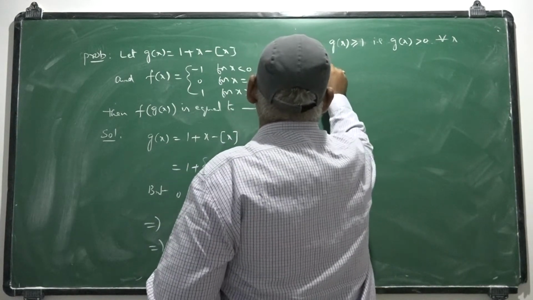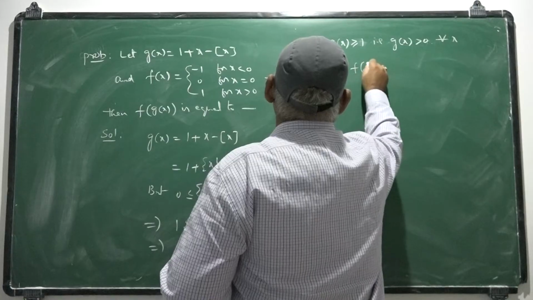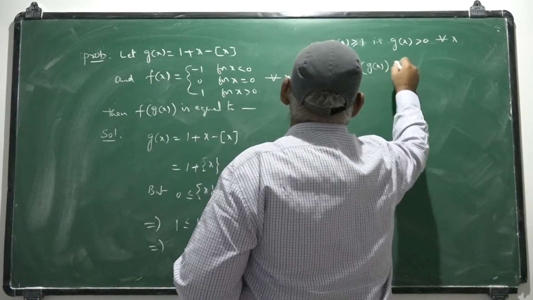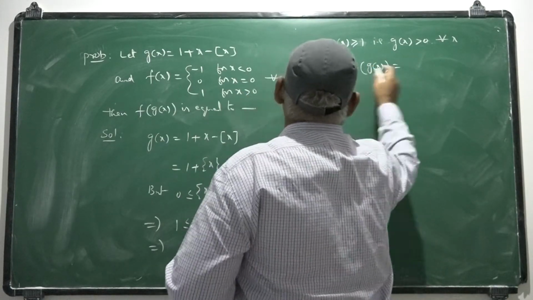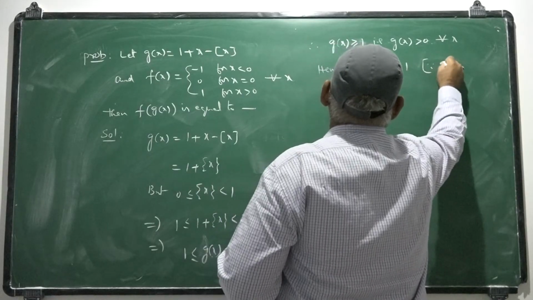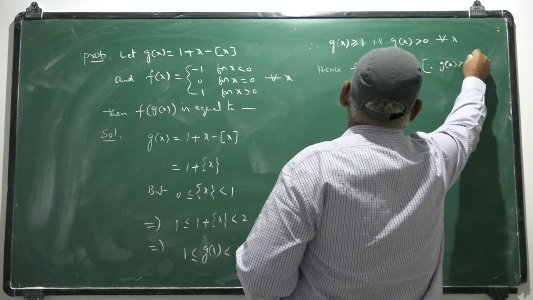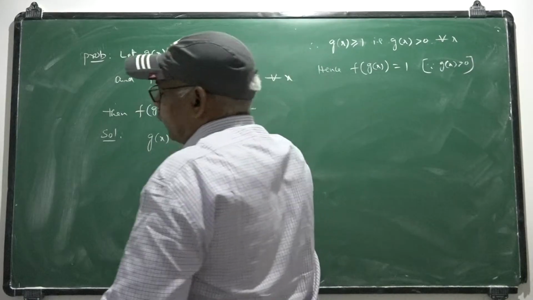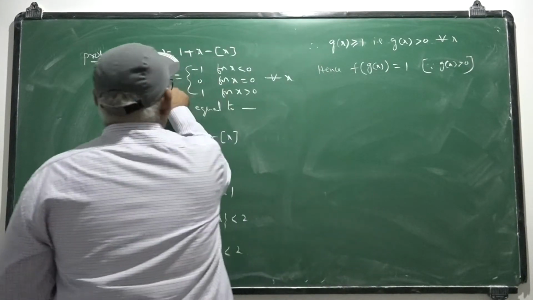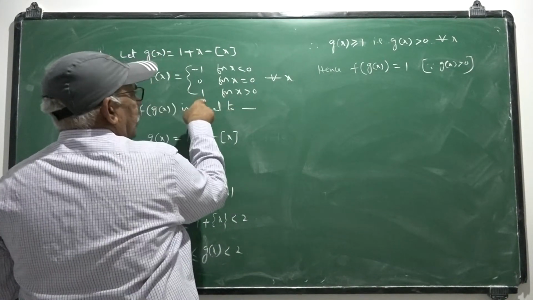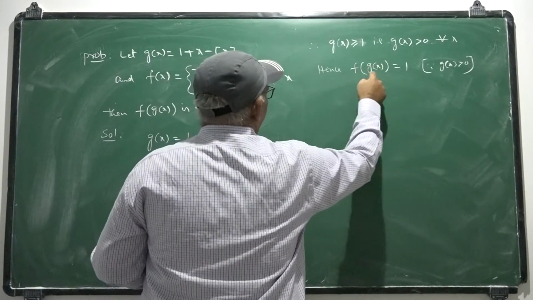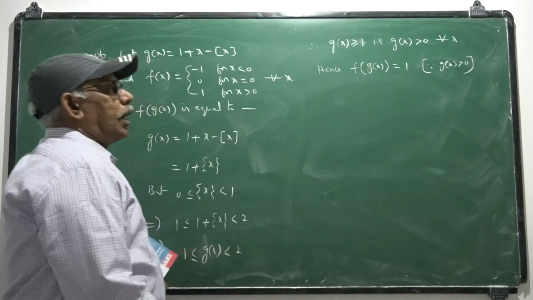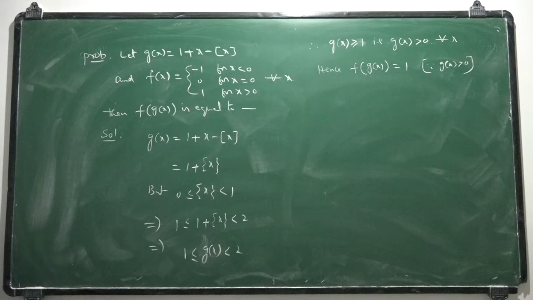Hence, f of g of x is clearly 1 since g of x is positive. By the definition of the function f, once x is positive, f of x is 1. Since it is positive, f of g of x is 1. Hence, the required value is 1.